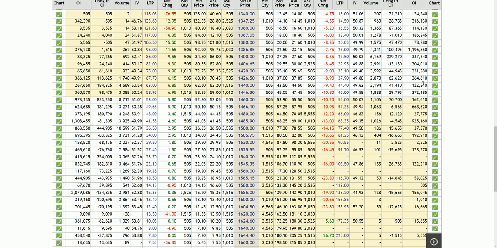It is not confirming a strong uptrend because the put writing has not happened at all. It was only happening at the 1400 and 1386 levels. That is also a very small part. The writing was not huge enough to push up.